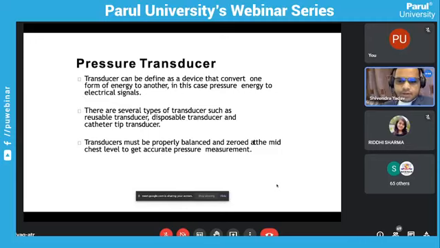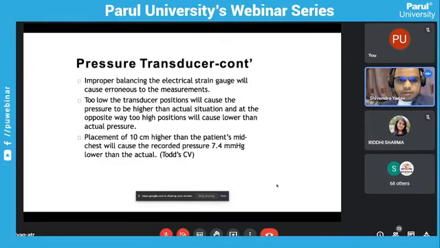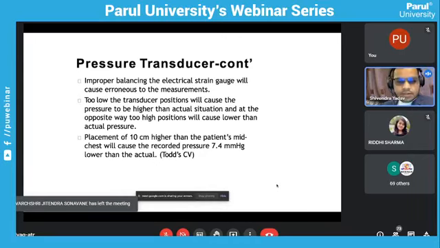Transducers must be properly balanced and zeroed at the mid chest level to get accurate pressure measurement. Any transducer you want to use in the cath lab has to be properly prepared. We'll talk about how it should be prepared. Improper balancing is very important. The transducer should be balanced or zeroed to room air. With improper balancing, the electrical signal will have errors. So always open the transducer to air and then balance it, otherwise you will get false signals.